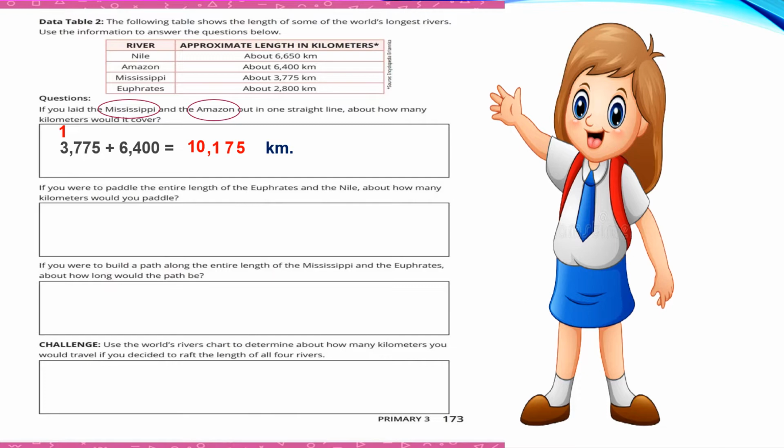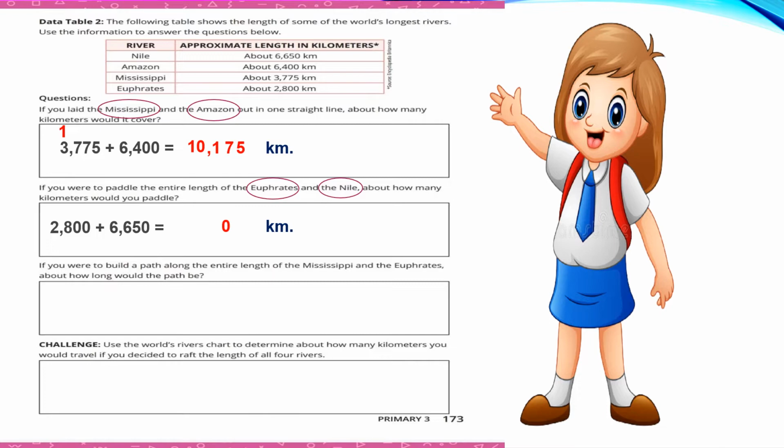Number 2, if you were to paddle the entire length of the Euphrates and the Nile, about how many kilometers would you paddle? What shall we do? Like number 1, we want to get the whole distance of them, or the whole length of them. What shall we do? Make plus. Take their length from the table up. Okay? 2,800 plus 6,650.